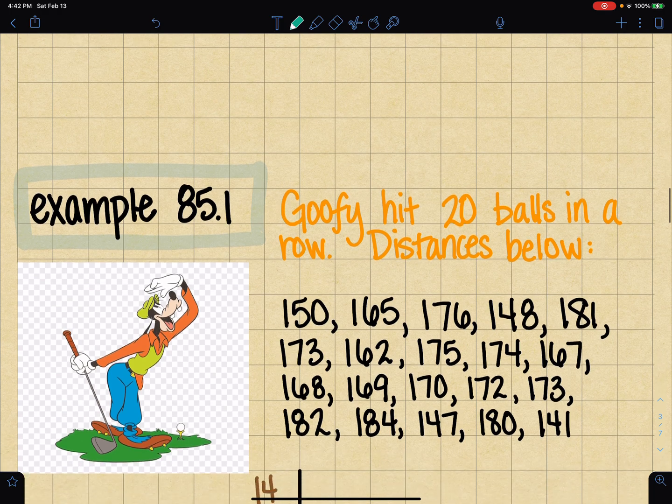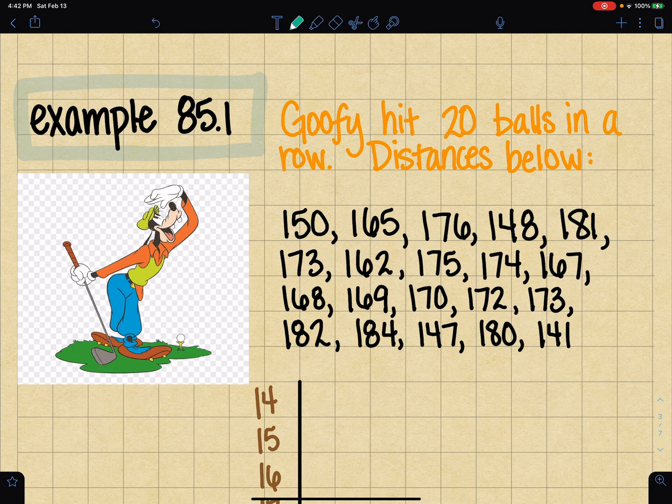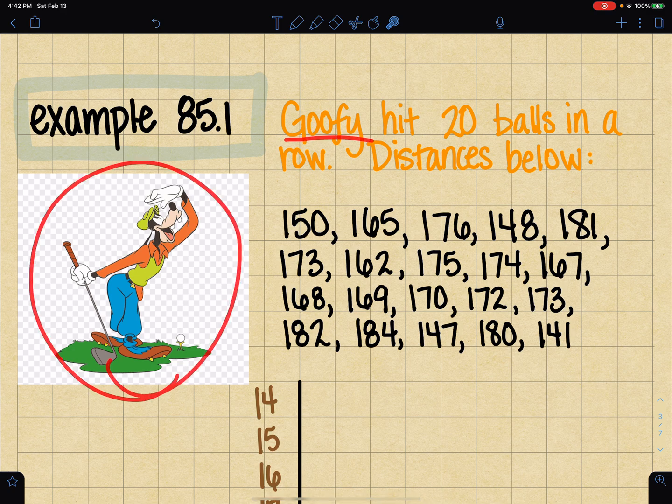Okay, let's jump to example 85.1. In this one, I changed the name to Goofy because Goofy likes to golf, as you can see.